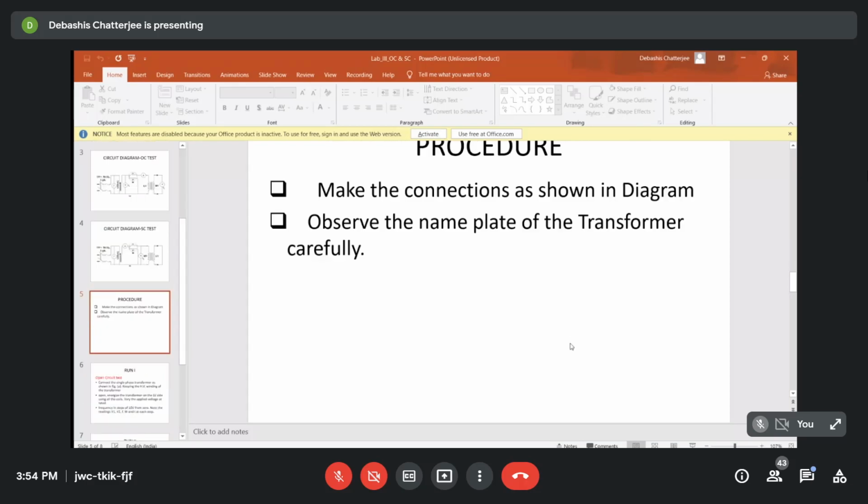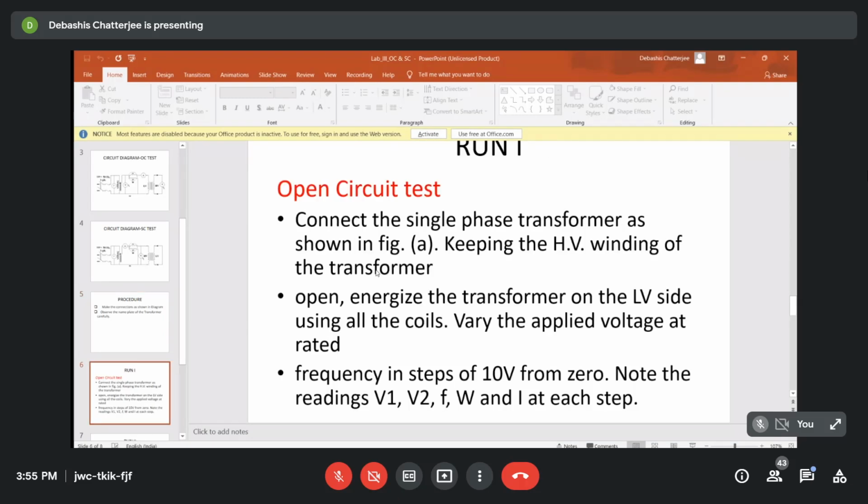Now the procedure. Make the connections as shown in the diagram. Observe the nameplate of the transformer carefully. Why observe? Because you need to know the rated current, rated voltage, rated kVA. So accordingly you have to vary your voltage. To do that, you require to know the nameplate ratings of the transformer that you should record there.